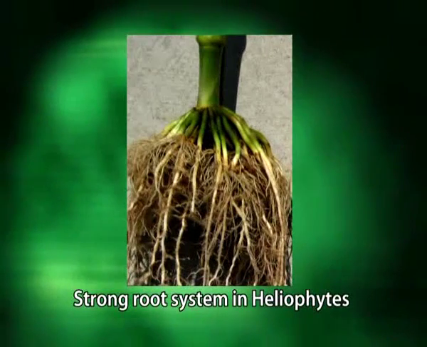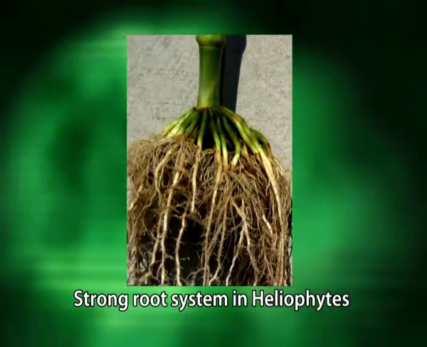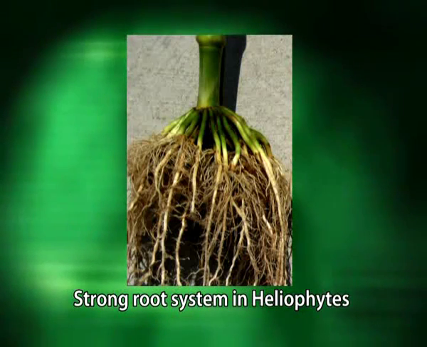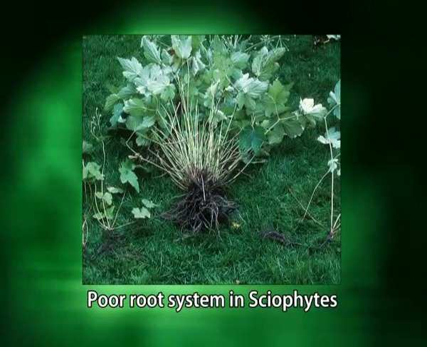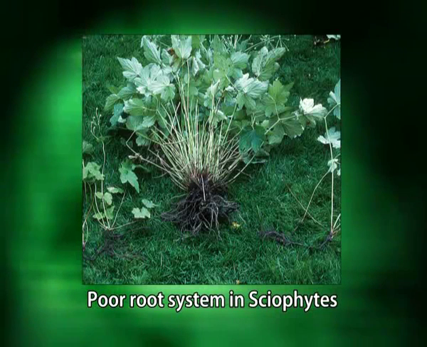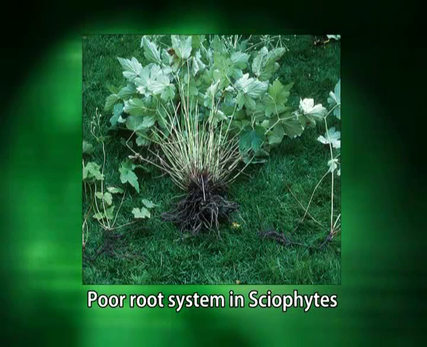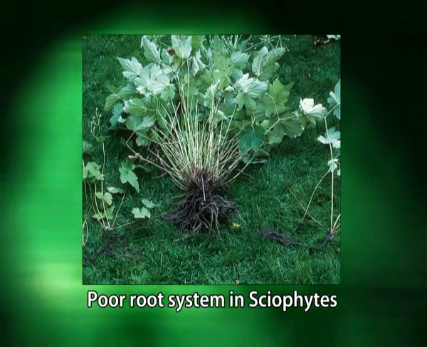In heliophytes, more resources are allocated to roots so that a strong root system is developed for efficient water absorption. The sciophytes, on the other hand, have a poorly developed root system, as they don't preferentially allocate resources to this structure because of a low or no transpiration demand.